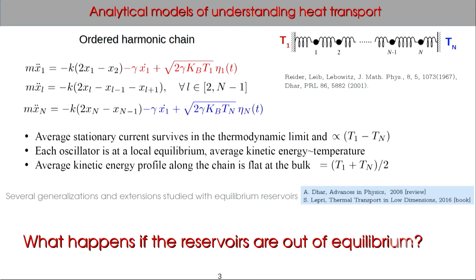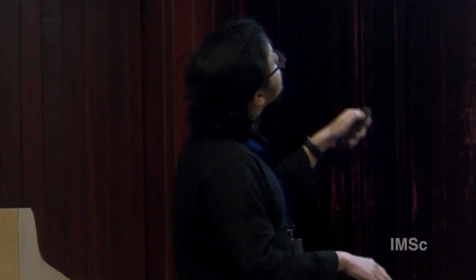Over the years, many generalizations of this model have been studied, with pinning in the bulk, disorder, anharmonicity in the chain, and so on. But most of the studies in this respect have been with equilibrium reservoirs, so the forces that the bath exerts on the end particles always satisfy the fluctuation dissipation theorem. So now the question I'm going to ask today is, what happens if these reservoirs are out of equilibrium?